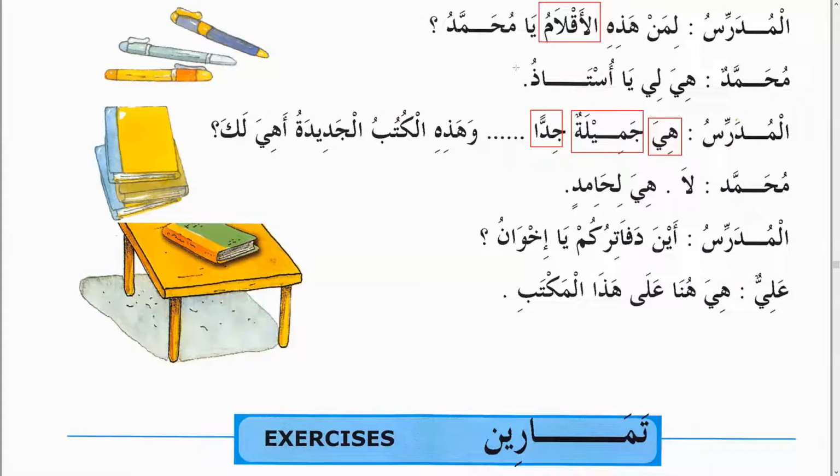Because we understand the context. You understand we're talking about pens, right? And they are treated as singular feminine. That's why here, jamilatun jiddan. They are very beautiful. وَهَذِهِ الْكُتُبُ الْجَدِيدَةُ أَهِيَ لَكَ.